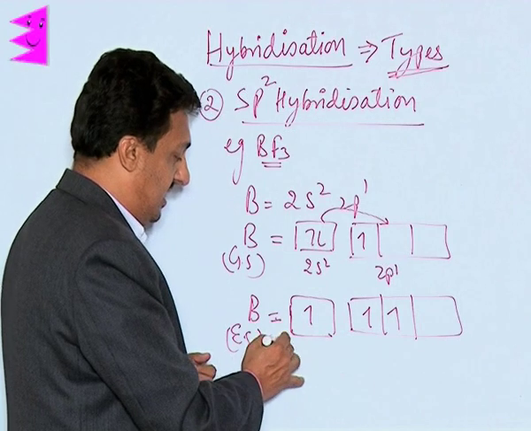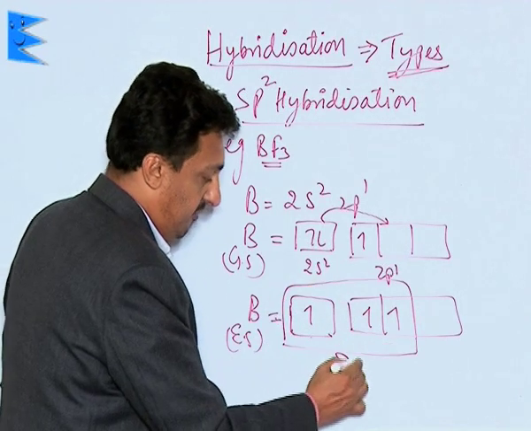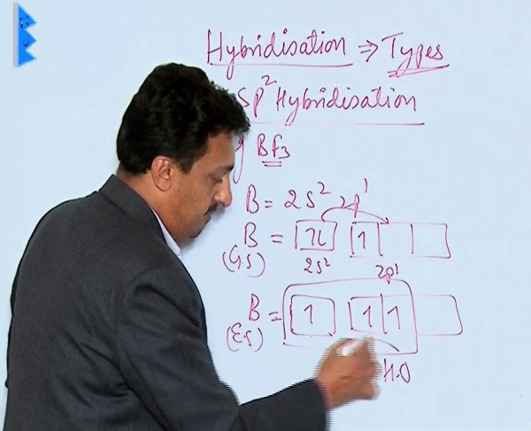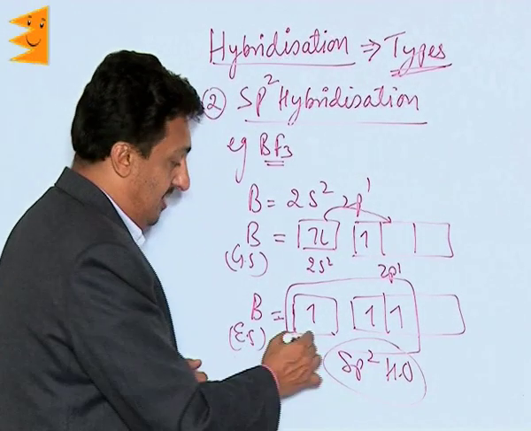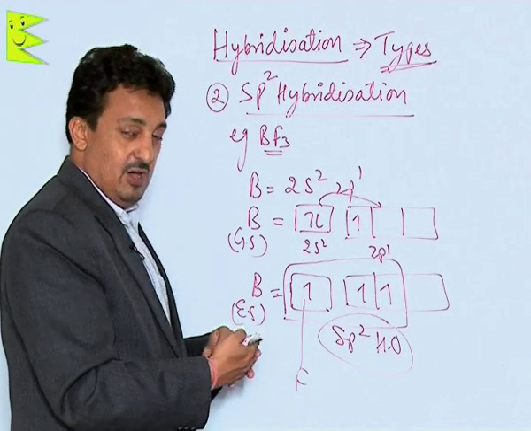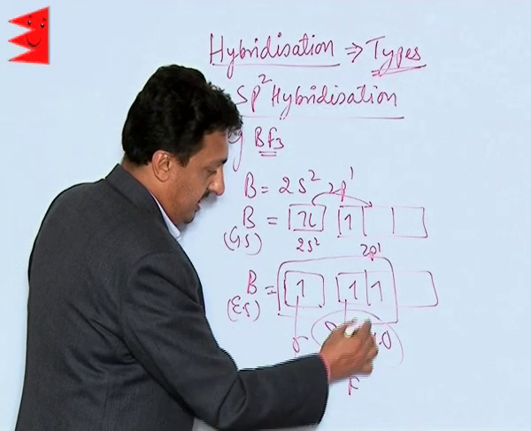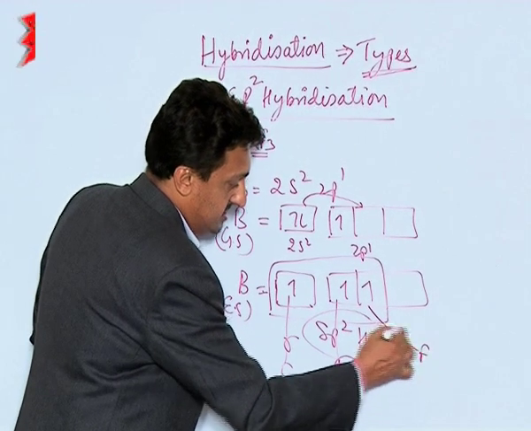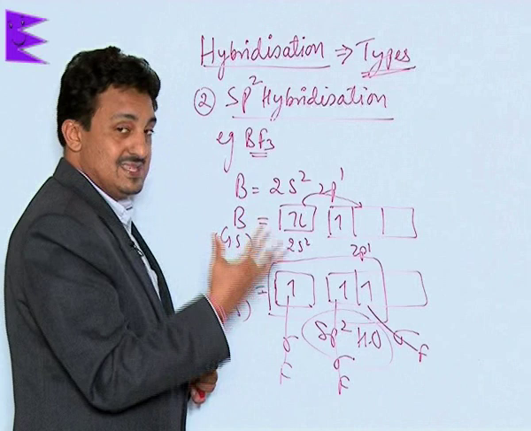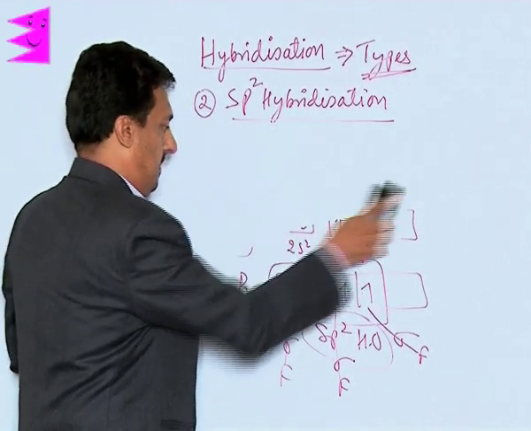Now all these three orbitals, one s and two p, overlap and form sp2 hybrid orbitals. All three overlap with the p orbitals of fluorine and form sigma bonds with three fluorine atoms in this way. Now let us see the structure exactly. What will be the structure of the BF3 molecule?